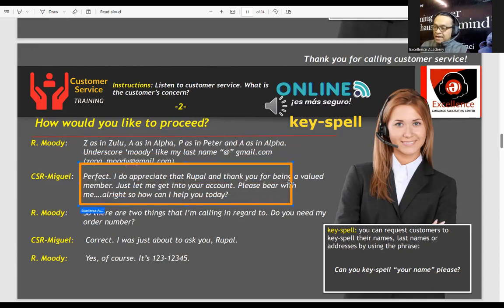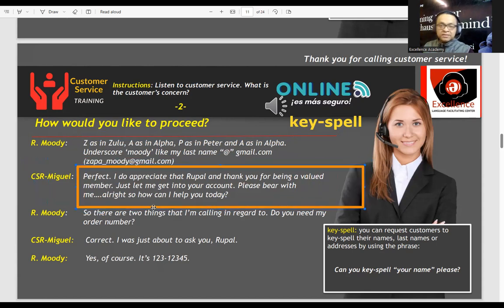The agent proceeds here to access the account by telling her that he will just get into the account. To get into the account means to access the account. And he says, bear with me a moment. The phrase bear with me simply means be patient. Then after a moment, he says, how can I help you today? So first, he verified the customer. He got into the account, and then he says, how can I help you? He offers assistance.